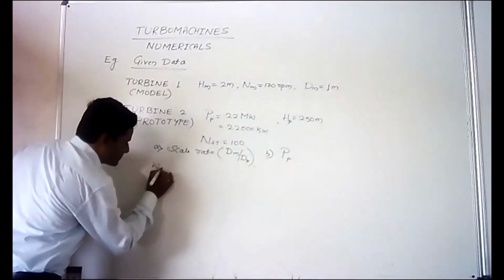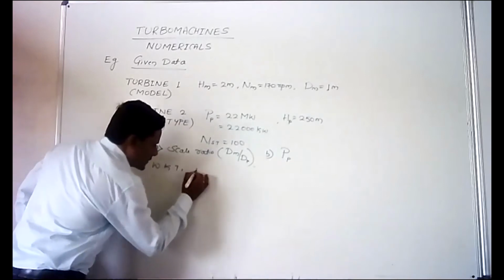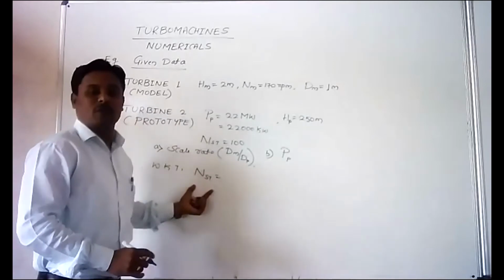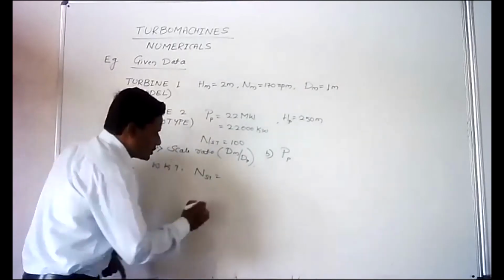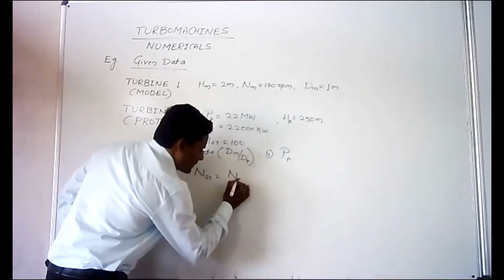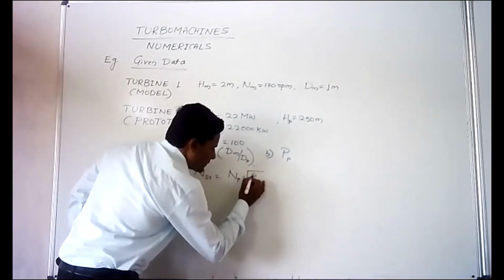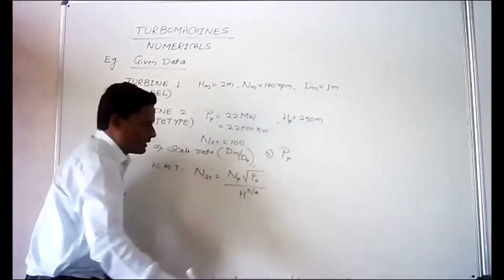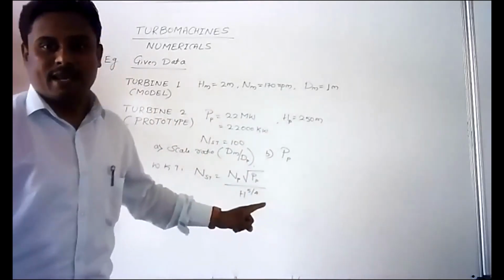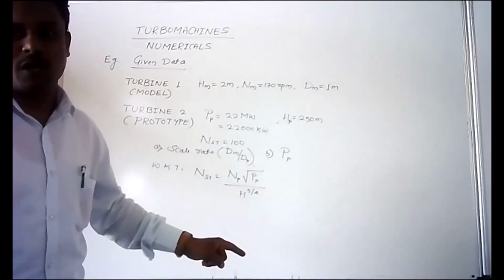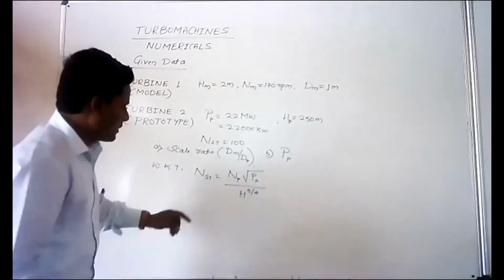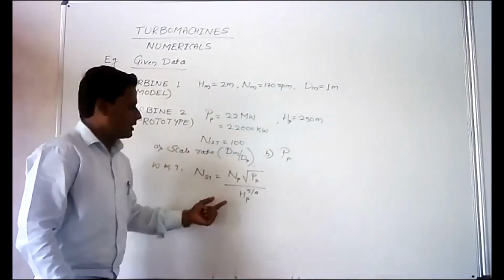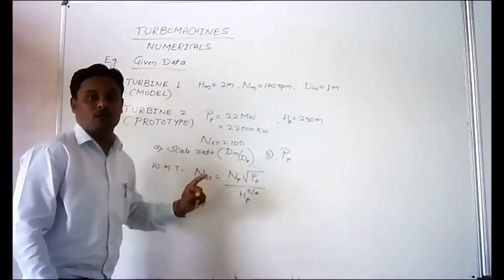We know that the specific speed of turbine is given by, I want to get the value for the prototype. So Ns = Np root Pp divided by Hp to the power 5 by 4. Can I write this formula? Now you know all the values except the value of Np. So get the value of Np here.